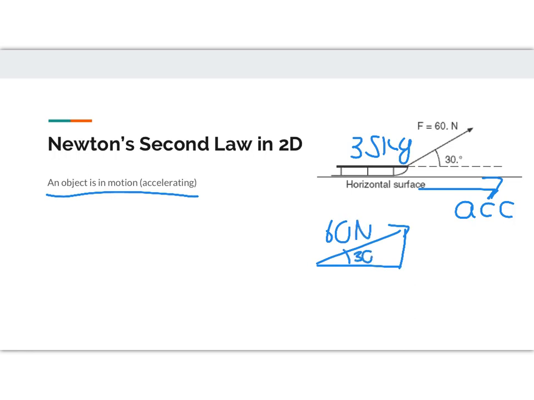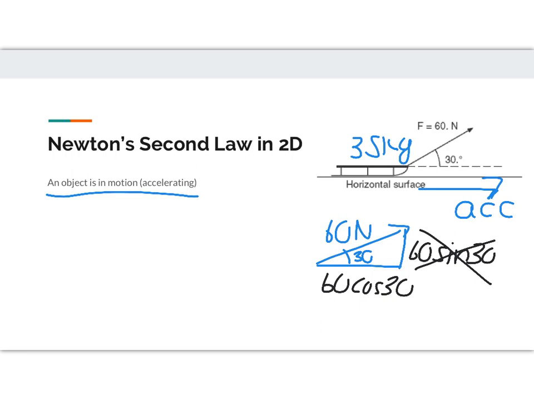So the first thing I always want to do in these problems is break up my x and y components. So I have 60 cosine 30, it's adjacent, and then I have 60 sine 30, and that is opposite. Now this is accelerating only in the x, so I actually only care about what's happening in the x direction. So I really don't even have to worry about this y direction.